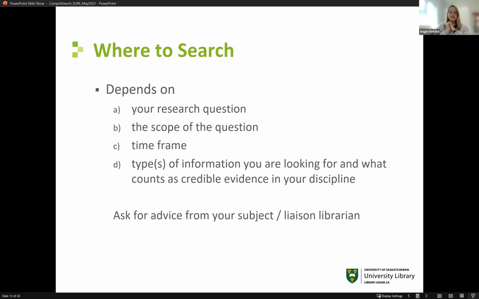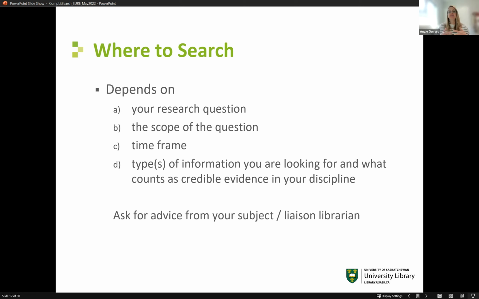Okay, so the next idea is not necessarily what are you searching, how are you searching, but it's the idea of now where do you want to search? And again, it's hard to give strong recommendations about where to search because there's so many contextual factors that one has to take into account. And so again, your research question, is it something that's very discipline specific? So are you only looking at a biological question? Are you looking at your question from a more multidisciplinary perspective? That makes a difference. What is the scope of your question?